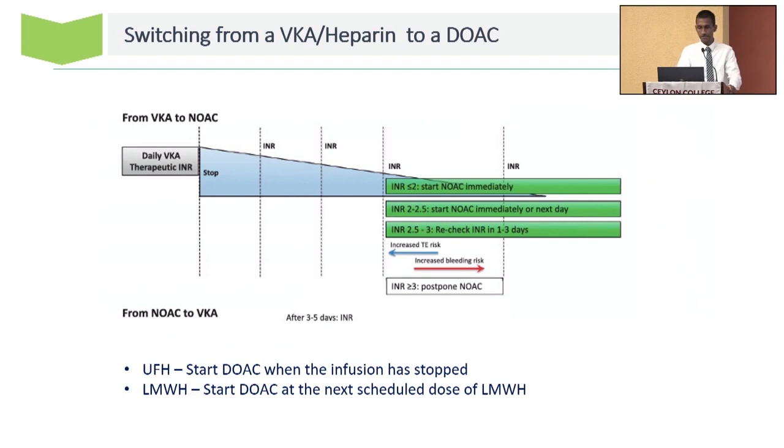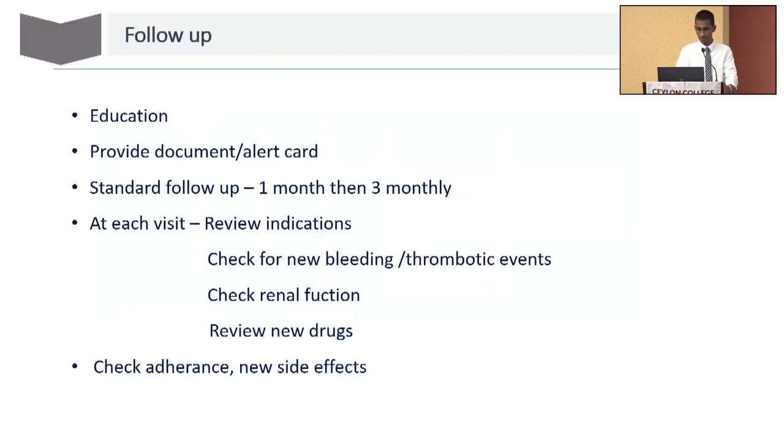Right. Then switching from the vitamin K antagonist to a DOAC is very simple. If you're on warfarin, you check the INR after about 2 days. When it's less than 2, you can start the DOAC immediately. If you're on unfractionated heparin, wait till the infusion is over. As soon as the infusion stops, because the half-life is about 1 hour, start the DOAC. Low molecular weight heparin, wait for the next dose. So if you're on a BD dose, 12 hours later. If you are on a single daily dose, 24 hours later, take the DOAC at the next scheduled dose.